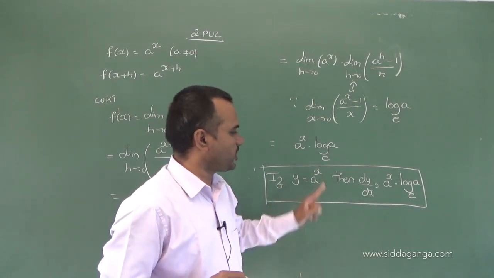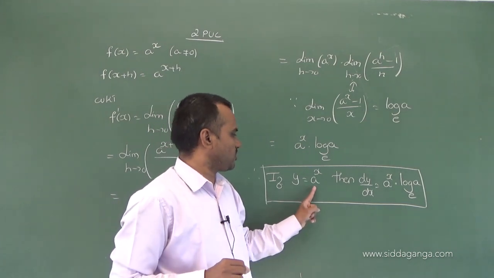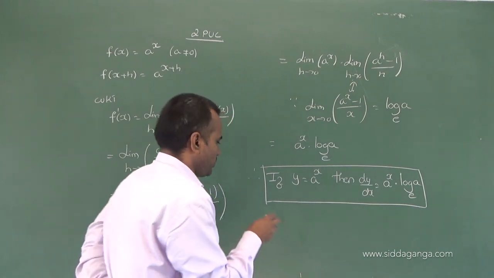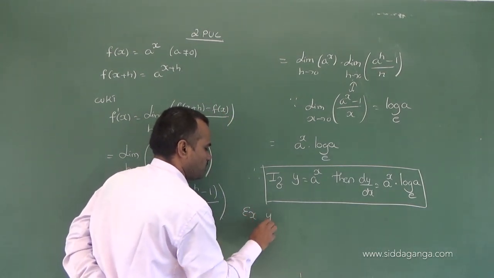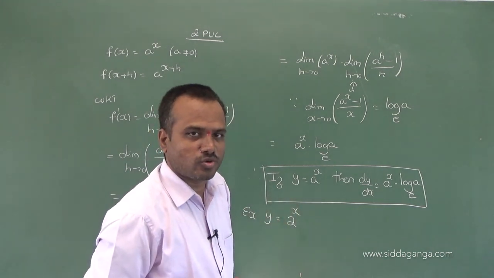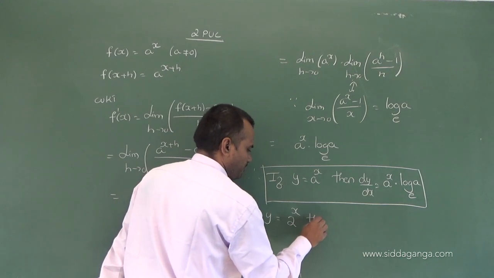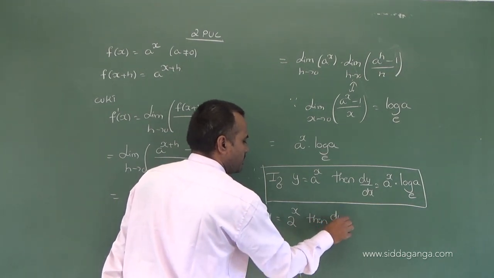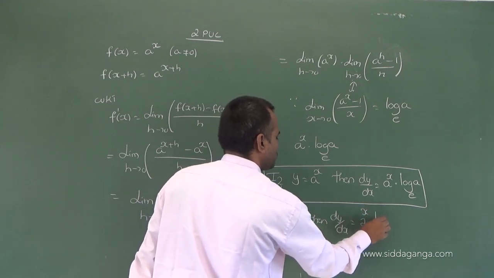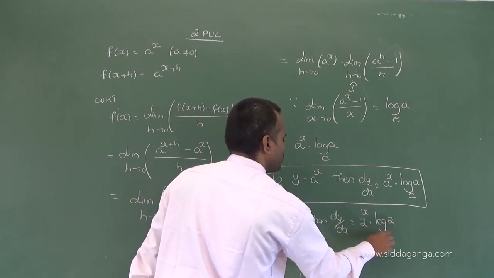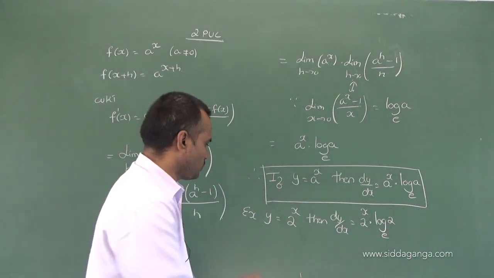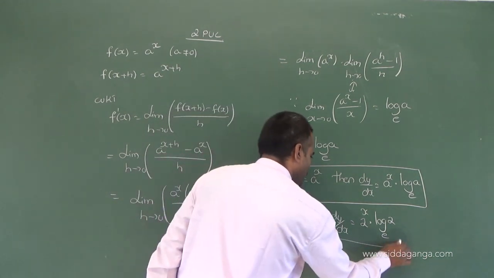If y is equal to a power x, then what is the derivative of a power x? Suppose y is equal to 2 to the power x, then dy by dx is 2 to the power x into log 2 to the base e. This is a very important formula.